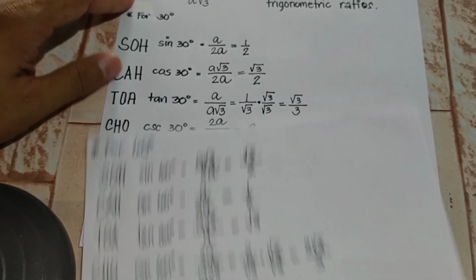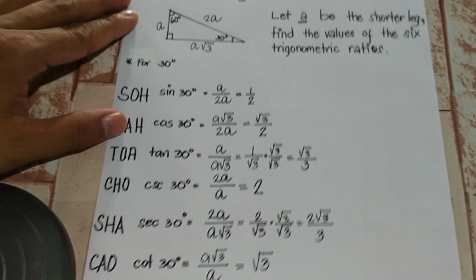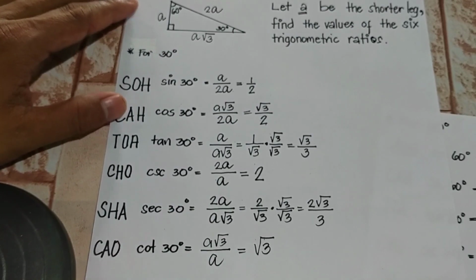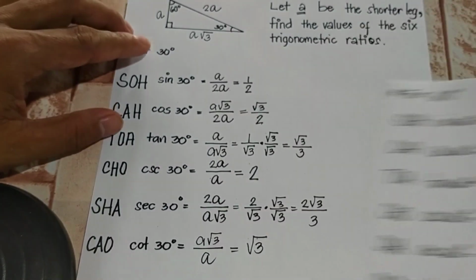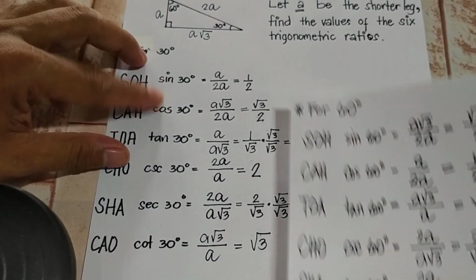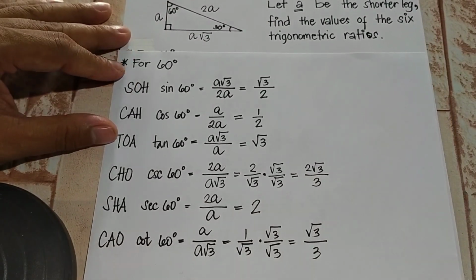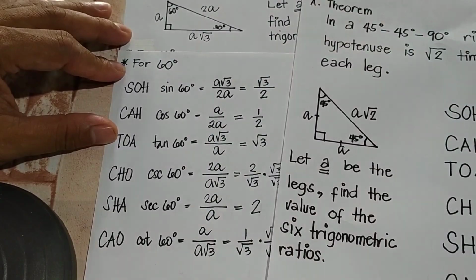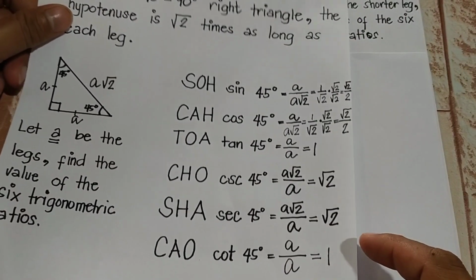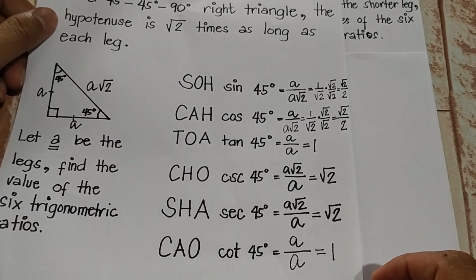Okay, again, here we have the values of the six trigonometric ratios for 30 degrees, and here is 60 degrees. And we have also here the 45 degrees.